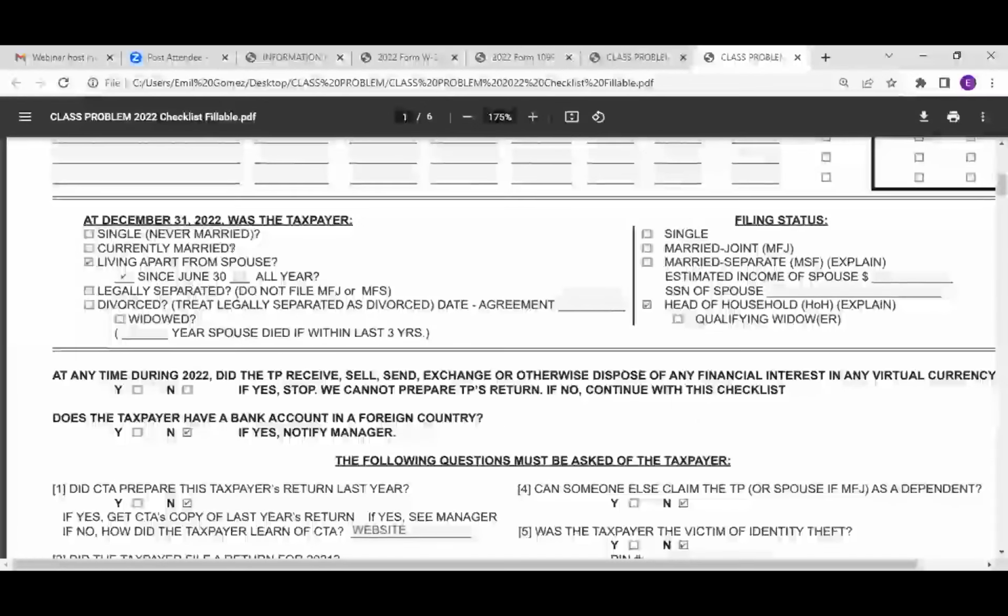At the end of 2022, the taxpayer April is living apart from the spouse, at least since June 30th, at least the last 6 months of the year. That's important to know, right? Or even the whole year. Not legally separated, not divorced, not currently married. Well, currently married, yes, but this is important too. And single. Well, she is married.